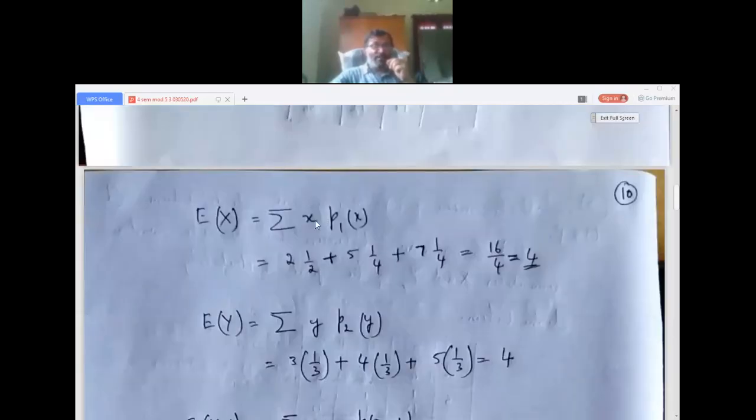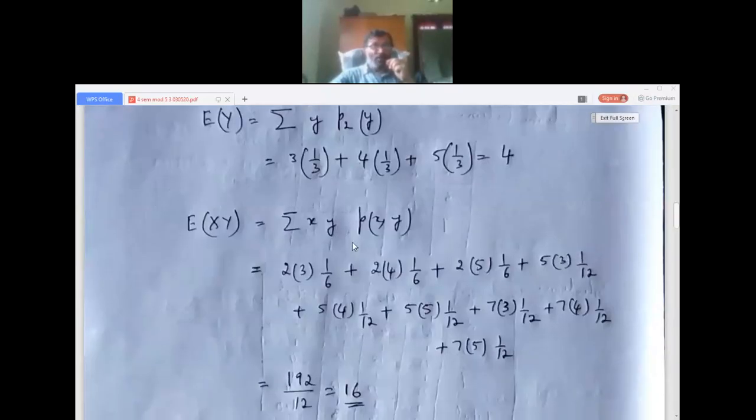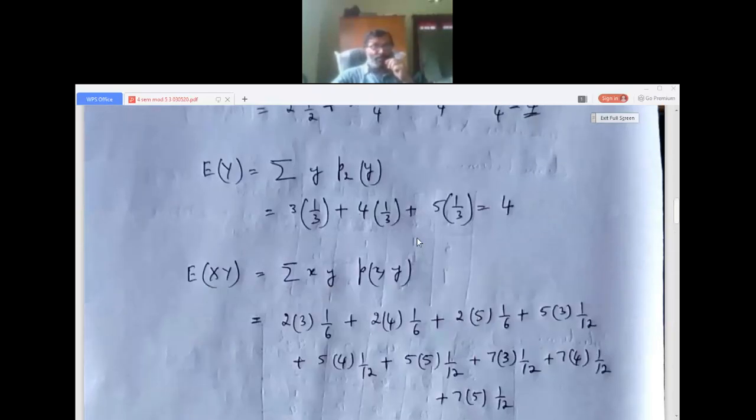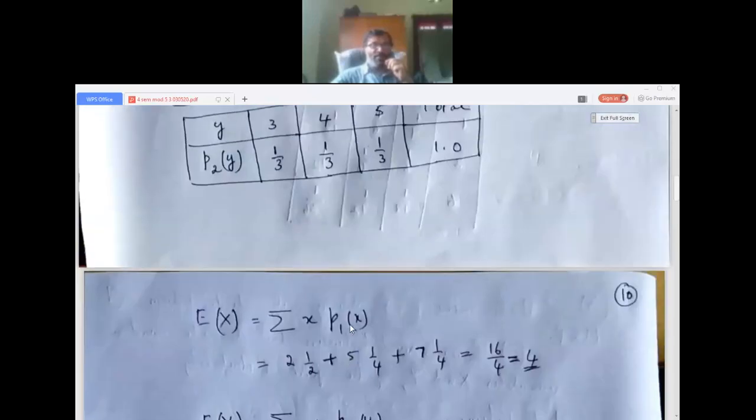E of x means x into P1 of x. Now E of xy means xy into P of x comma y. Both the variables are taken. E of xy, the expectation of xy, is taken as summation of summation of xy into P of xy. So how to do it? See the table here.